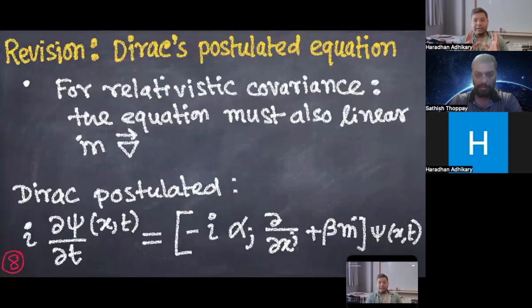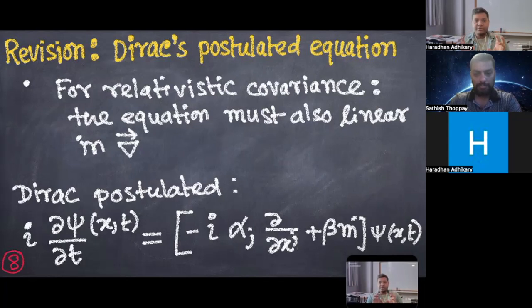To do that, he also needed to keep in mind the covariant form, because in relativity the equation of motion is supposed to be covariant. That means if you make a Lorentz transformation, going from one frame to another, the field may change with the change of coordinate system, but the equation of motion is supposed to be covariant under Lorentz transformation. So he also postulated that in the equation of motion, the partial derivative with respect to space should also be linear.